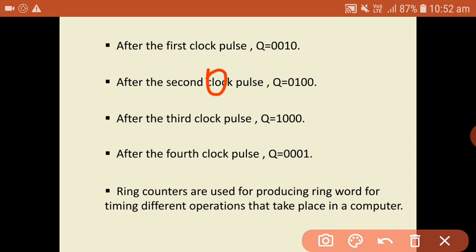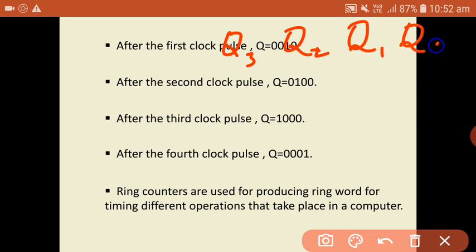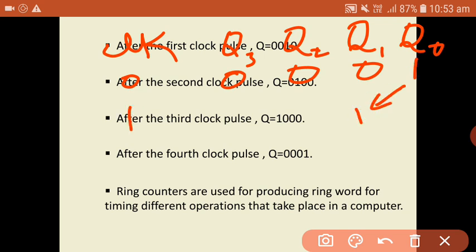Earlier Q3, Q2, Q1 and Q0, I'll write clearly. Whenever no clock pulse is applied, the initial contents will be 0001, and after the application of the first clock pulse, this 1 will be shifted here, and this 0 will be shifted here. So that is the operation of the ring counter.